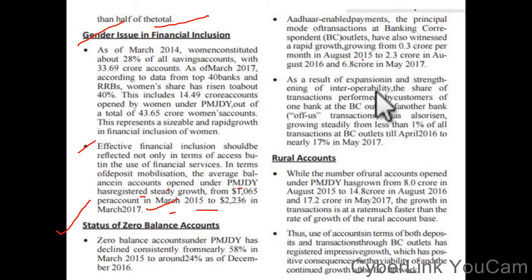As a result of expansion and strengthening of interoperability, the share of transactions performed by customers of one bank at the BC outlet of another bank has accelerated, growing steadily from less than 1% of all transactions at BC outlets in April 2016 to nearly 17% in May 2017. Rural accounts under the Pradhan Mantri Jan Dhan Yojana have grown from 8.0 crore in August 2014 to 14 crore in August 2016 and 17.2 crore in May.